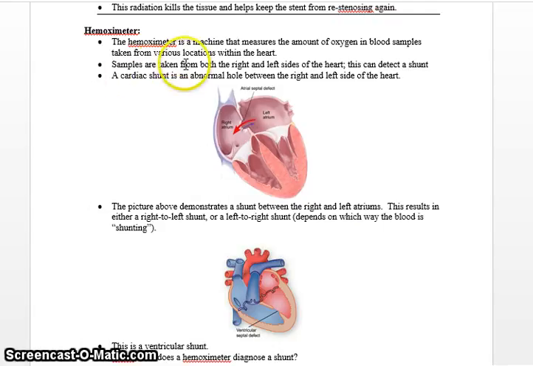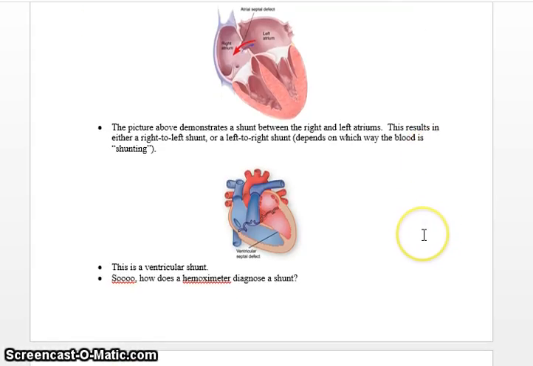So the hemoximeter is a machine that measures the amount of oxygen in blood samples taken from various locations within the heart. Samples are taken from both the right and left sides of the heart. This can detect a shunt. A cardiac shunt is an abnormal hole between the right and left side of the heart, and we have talked about that already, but this is just a review. The picture above demonstrates a shunt between the right and left atriums. This results in either a right to left shunt or a left to right shunt. It just depends on which way the blood is shunting. And this is a ventricular shunt, so again, a hole.